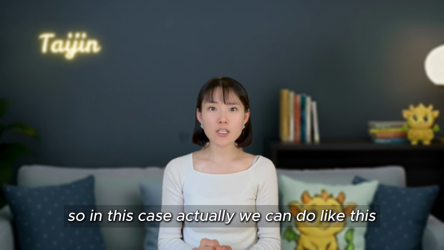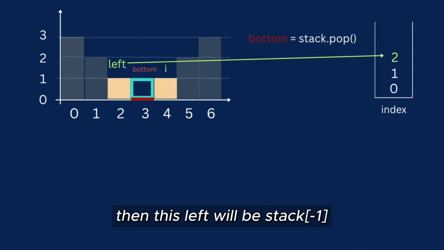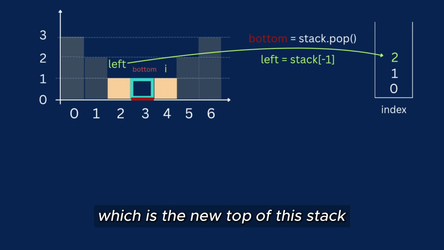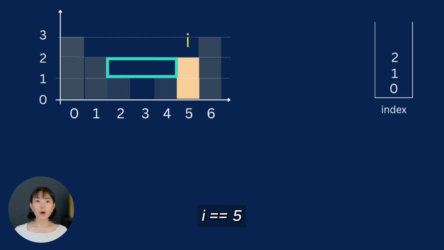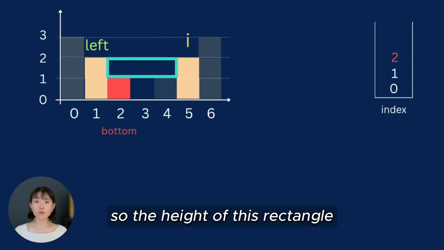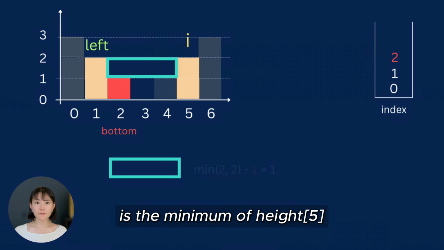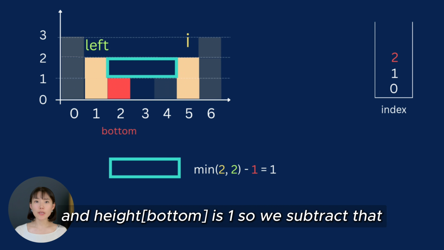So in this case, actually we can do like this. Bottom equals stack.pop. Pop the top one first and put it into bottom. Then this left will be stack minus 1, which is the new top of this stack. Let's try another example. I equals 5. Bottom is the one on the top, and left is this one. So the height of this rectangle is the minimum of height 5 and height left, which is 2. And height bottom is 1, so we subtract that.